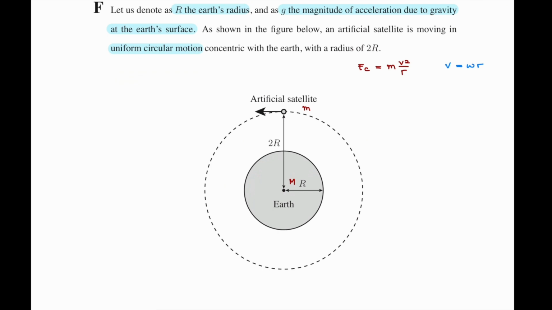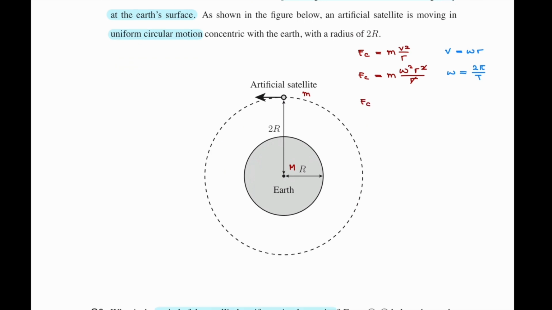So, Fc, the centripetal force, equals m omega square R square over R. We can cancel out R here. And then to find the period, we use the equation omega equals 2 pi over period. So the centripetal force equals m times omega square, which is 4 pi square over T square, times R. This is the equation that we use to solve the question.